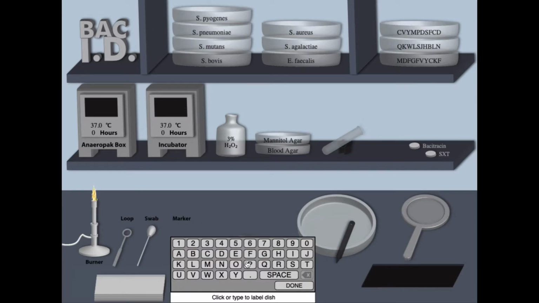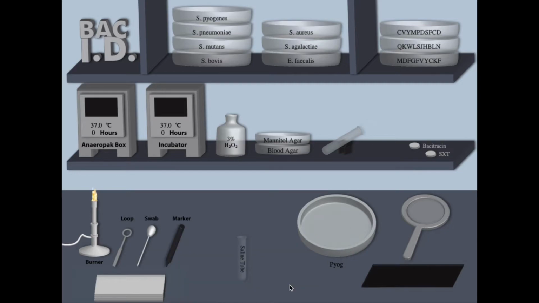Select the marker and label the blood agar plate with the name of the bacteria. Select and move a swab to the 0.85% saline test tube and then move the swab to the blood agar plate. Move the blood agar plate to the incubator. When the incubation period is complete, select the magnifier and observe the plate for bacterial growth.